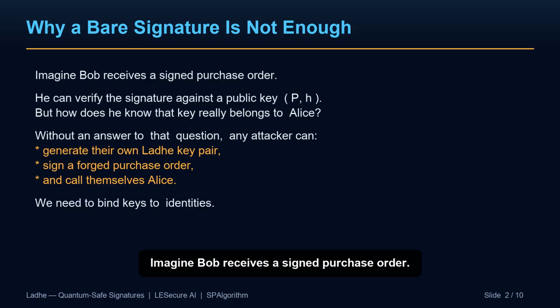Imagine Bob receives a signed purchase order. He can verify the signature against a public key. But how does he know that key really belongs to Alice? Without an answer to that question, any attacker could generate their own LAD key pair, sign a forged purchase order, and call themselves Alice. We need to bind keys to identities.